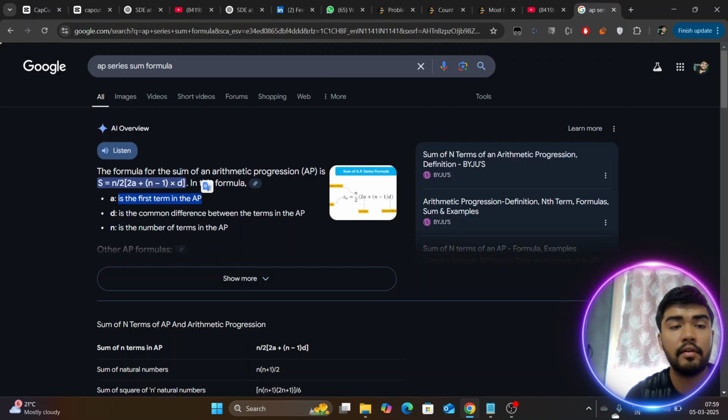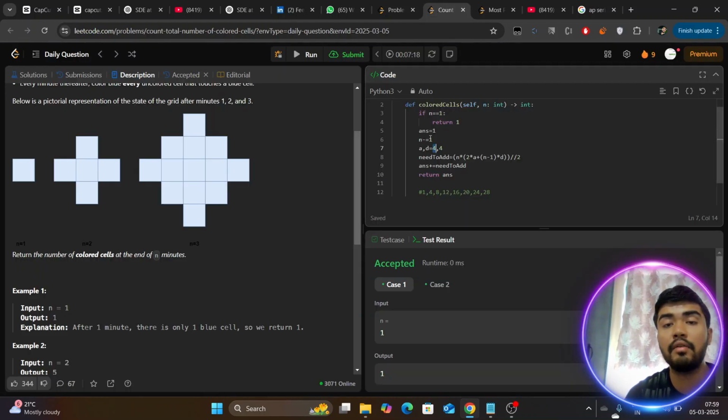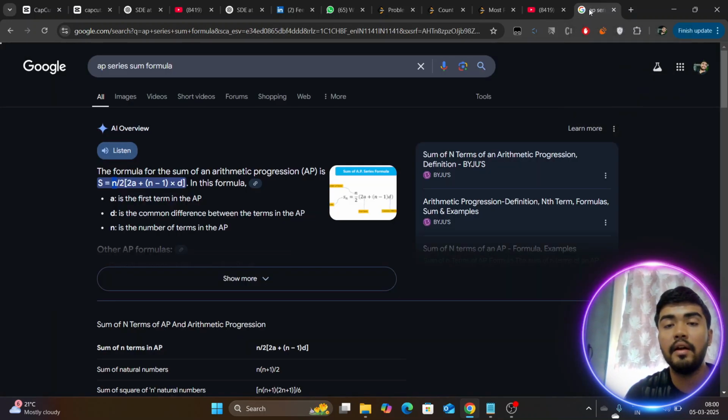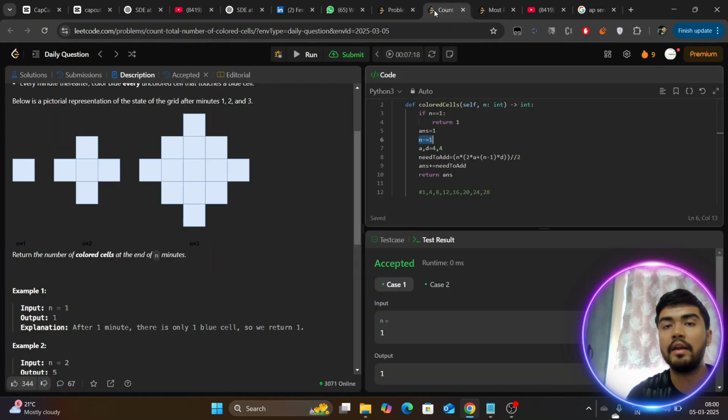And then n is very straightforward. Our n is also the same, so there is no change on n. But please make sure we have decreased our n by 1, because for n equals to 1 we have already calculated our answer. So please do n minus equals to 1 before calculating the subsequent step. Then we have d. D is the common difference between the terms in the AP series. So what is the d for our case? 4, 8, 12, 16. What is the d? d is also 4 for our case. So that's the reason I have also set d equals to 4.